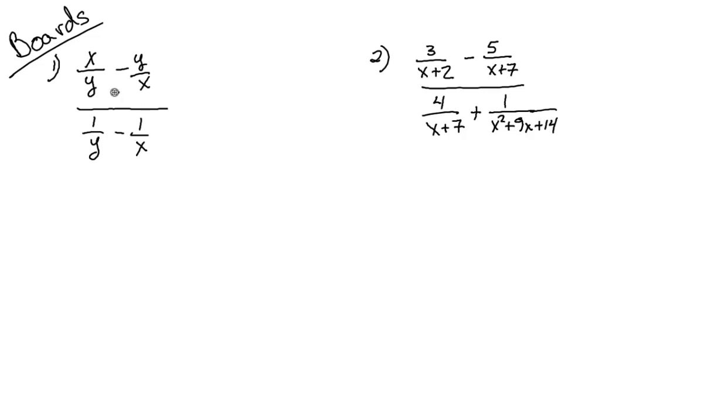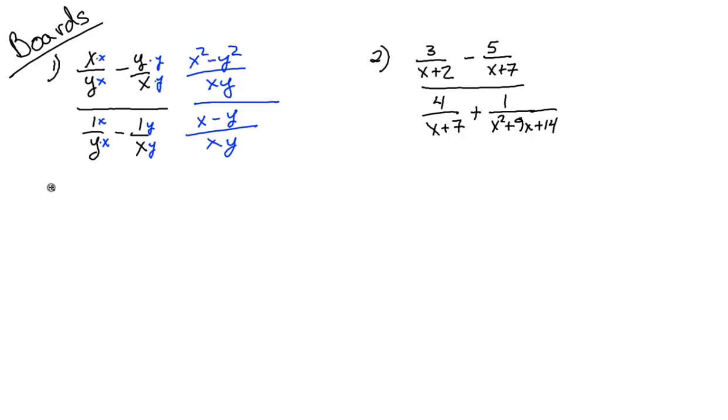All right, welcome back. So on this one, add the top fractions. What's the common denominator? It'll be x times y, so we're going to times by x, and times by x, and times by y. So the top becomes x squared minus y squared over xy. And on the bottom, common denominator is xy again, so times by x, times by x, times by y, and we get x minus y over xy.